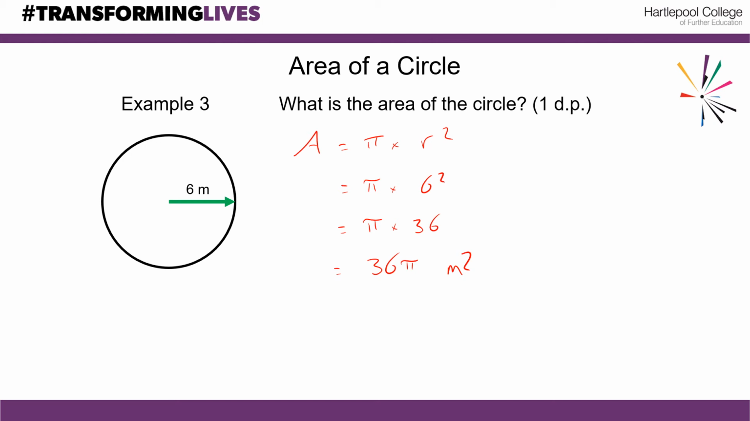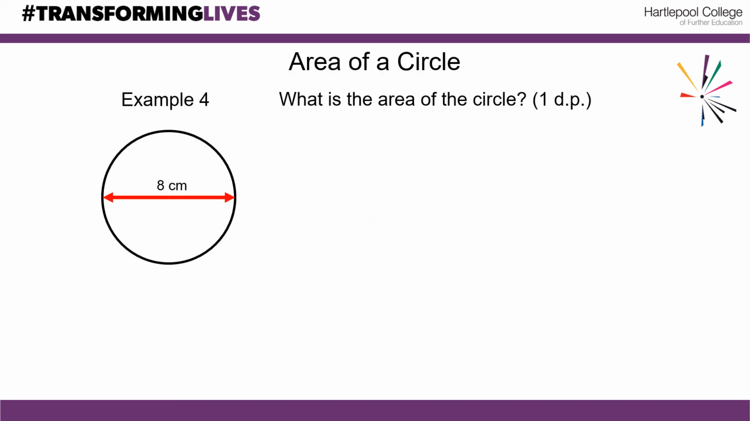That's 36 times pi. Now, my answer, as shown on the calculator, is 113.097 something something something, and that was in meter squared. Now remember, the question says 1 decimal place, so I want the 113 point. Now this 0 here might change depending on the value of the digit before it. The digit before it is a 9, so that will round up, so that's 113.1. We're working in meter squared, and that was accurate to 1 decimal place.